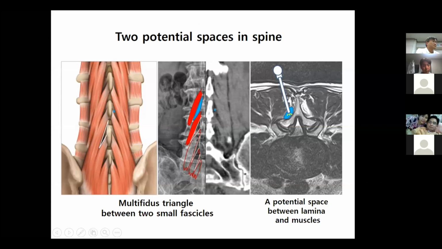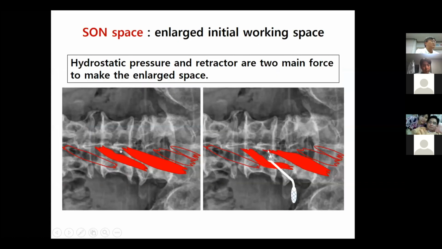These two potential spaces can be converted into working space. This is the main concept. Hydrostatic pressure and mechanical retraction are the two main forces to make an enlarged space. This area is the sonde space here.